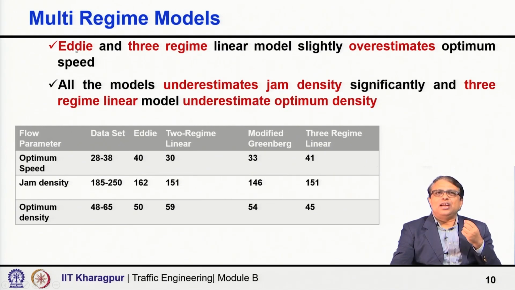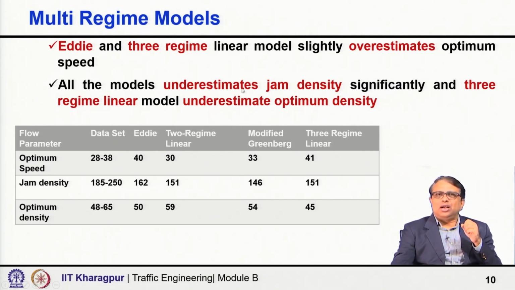Similarly, AD and the three regime linear model slightly overestimate optimum speed. Optimum speed means speed at capacity. If we look at the data, it appears to be somewhere in the range of 28 to 38. We cannot give a single value because it is all scattered. So, it appears to be in the range of 28 to 38, but AD is telling it as 40, slightly higher, and the three regime linear model is also telling it a bit higher.